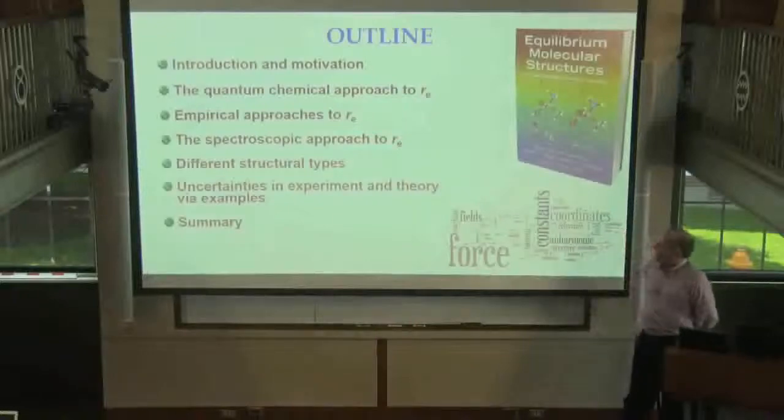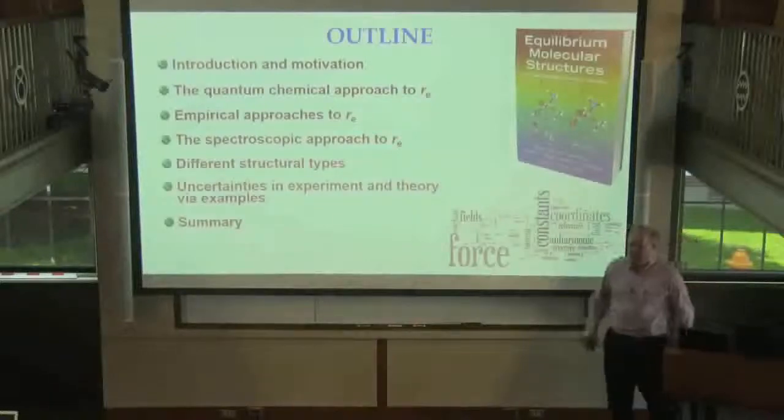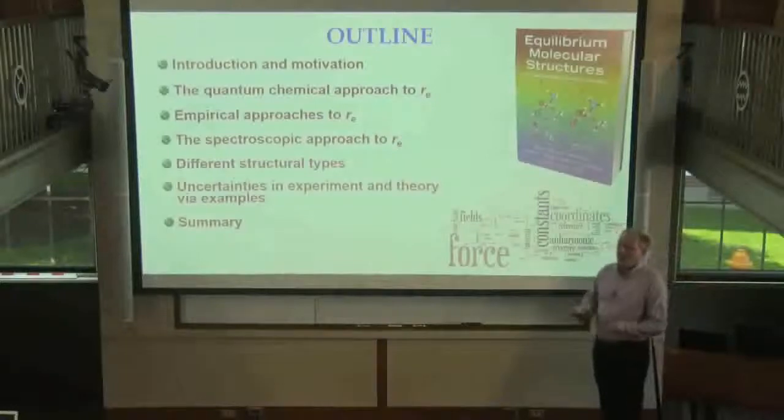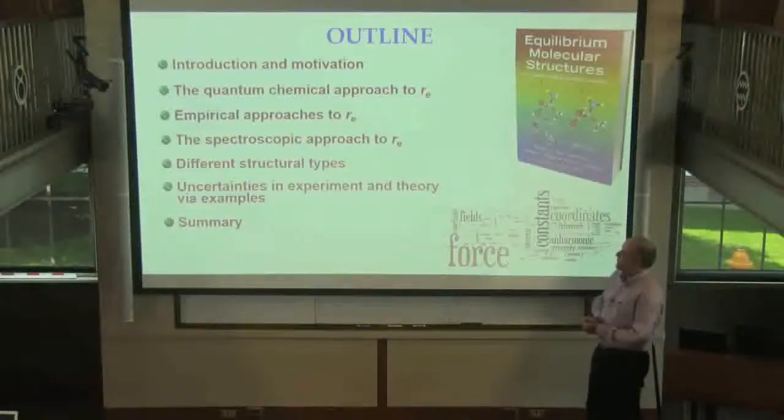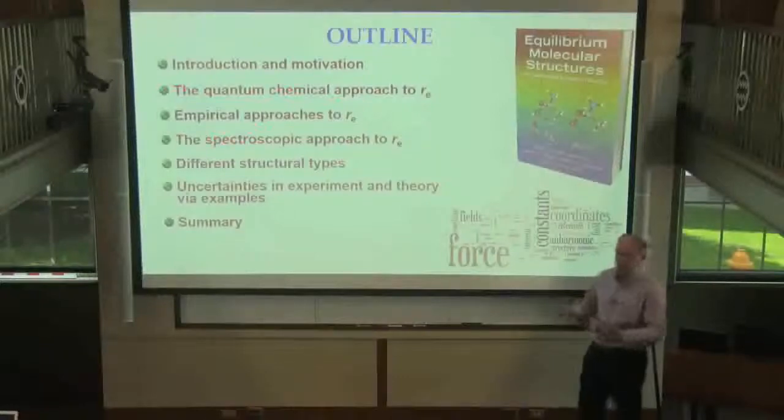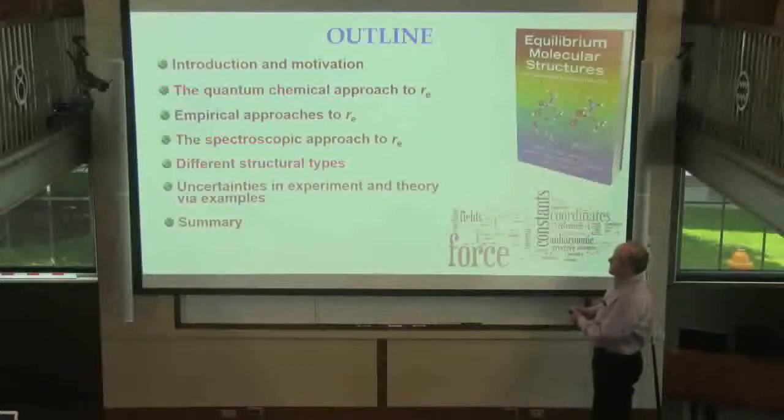So the outline is that after a brief introduction and motivation, I will try to define why it's a problem to understand the uncertainty of structural parameters of small or medium-sized molecules. So there is a quantum chemical approach, which I'm rather familiar with. There are empirical and spectroscopic approaches to get structures of molecules. One of the big problems is there are different structural types, so I will try to describe those to you, and then talk about uncertainties and we'll try to summarize what I have.